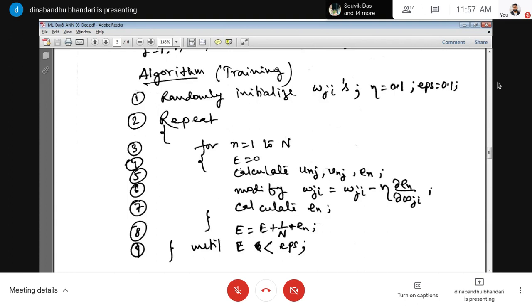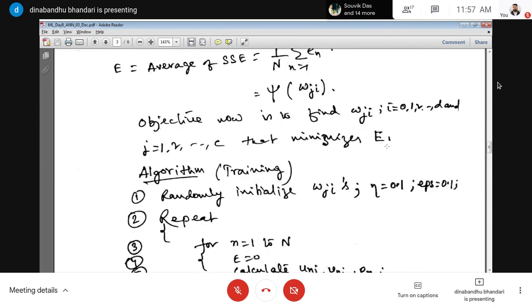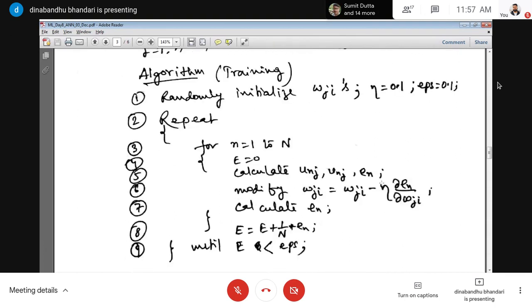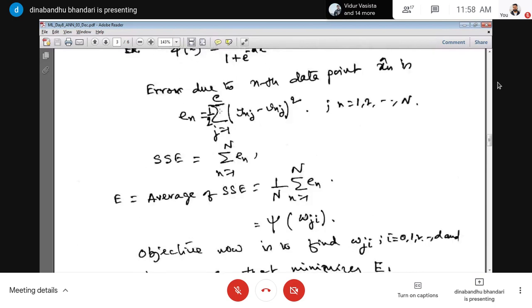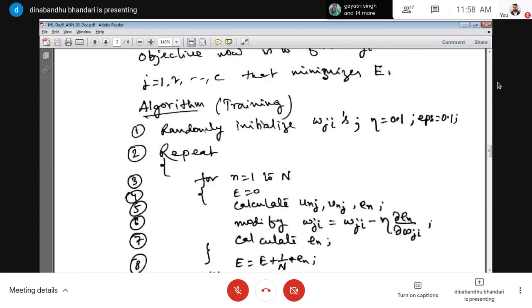Note that, as I said, our objective is to minimize capital E, that is the sum of error for all the data points. Now, what we are doing is calculating the error for one data point, and immediately backpropagating it. Since this error function is a very nice function, a square, positive, greater than or equal to 0 for all n, minimizing capital E is the same as minimizing all the ENs. And there is another advantage of this also.